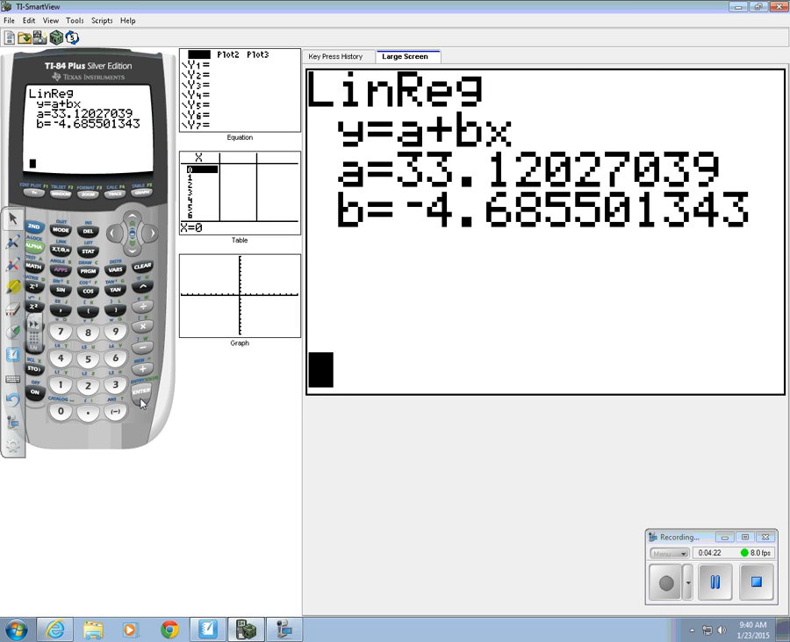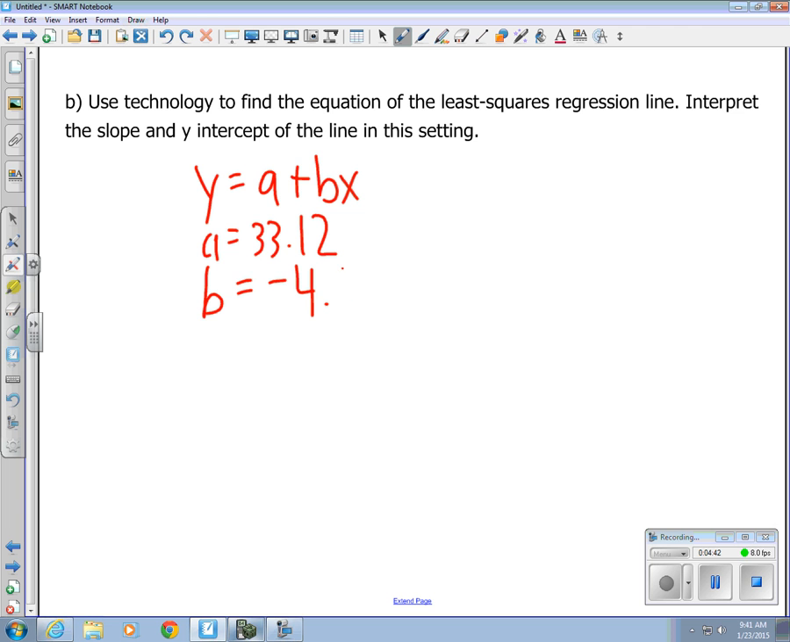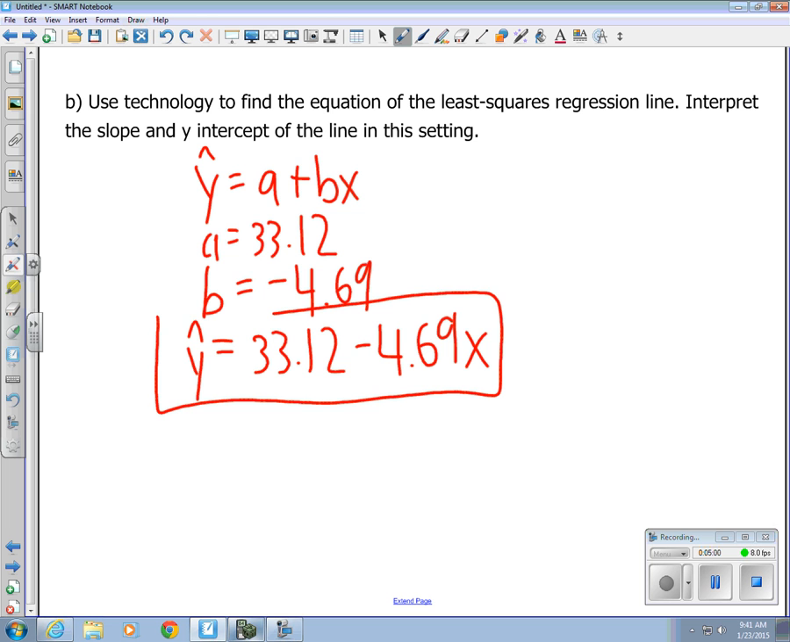Then there's your linear regression. So you have y equals a plus bx. Your a is 33.12 and b is negative 4.69. So linear regression, and this is the predicted value. So the predicted value of y is equal to 33.12 minus 4.69x. That's the least squares regression line.